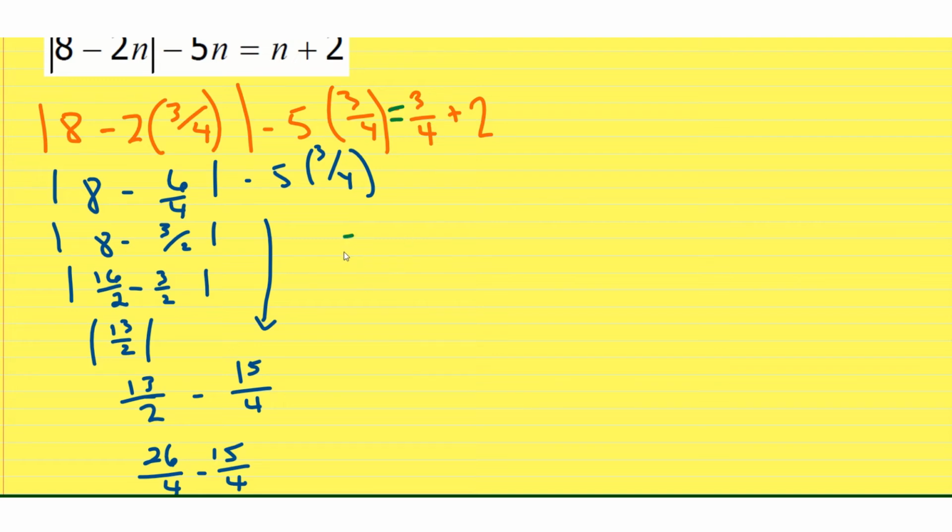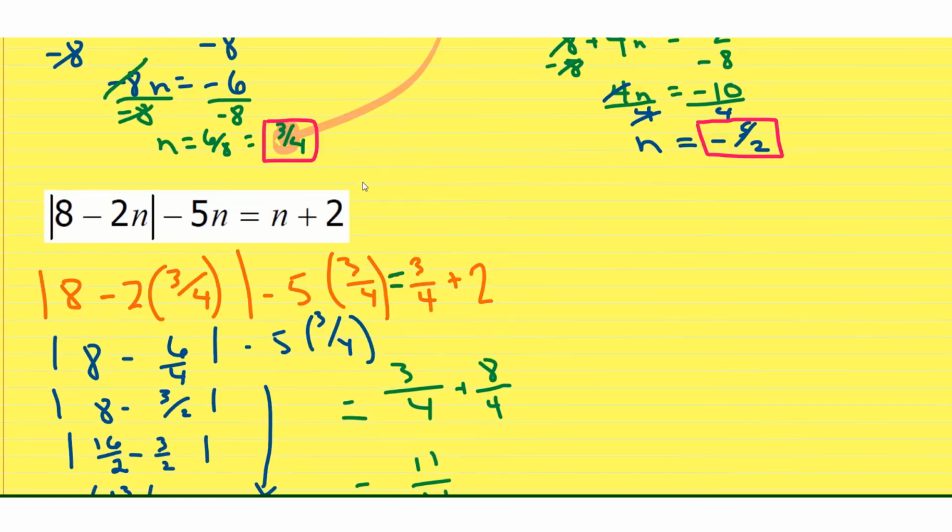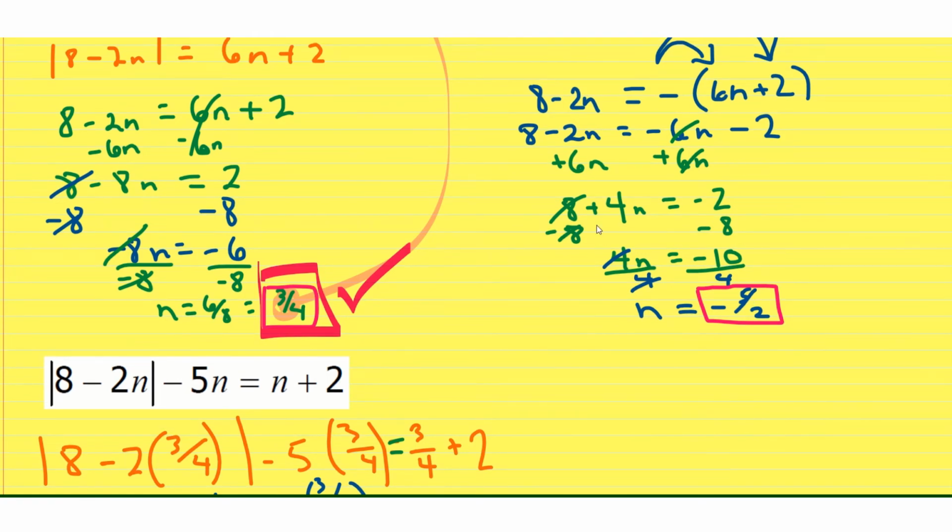So what is 3/4 plus 2? Well, 3/4 plus 2 with the denominator of 4 would be 8/4, right? 8/4 is equal to 2. So then that is equal to 8 plus 3, 8, 9, 10, 11, 11/4, which of course if I bring that all the way down, does 11/4 equal 11/4? Yes, it does. So this is a correct answer. 3/4 is definitely a correct answer. Absolutely. Okay, so now we're going to try the other solution, negative 5/2.